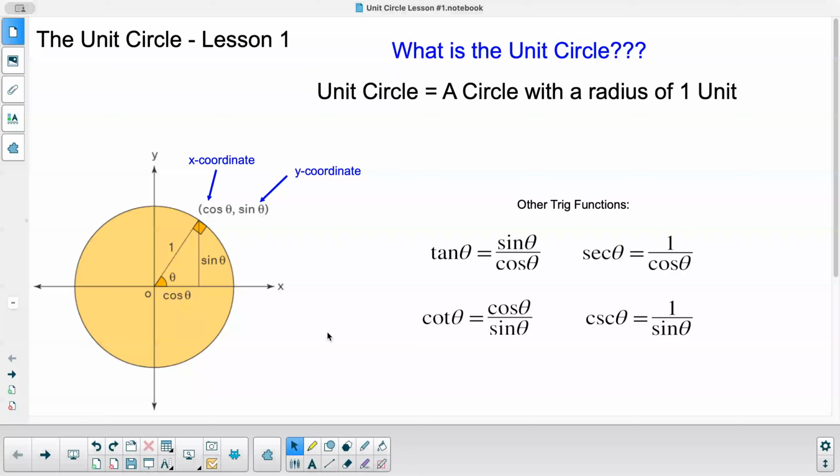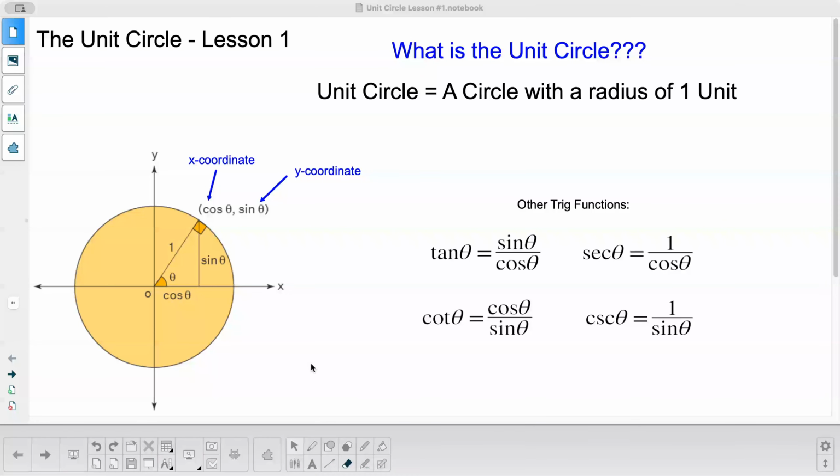All right, in this lesson, we're going to learn about what is the unit circle. So you're going to hear the word unit circle all the time in Algebra 2, pre-calc, calculus. A unit circle is nothing more than really just a circle with a radius of 1 unit, okay? So here's a circle here.